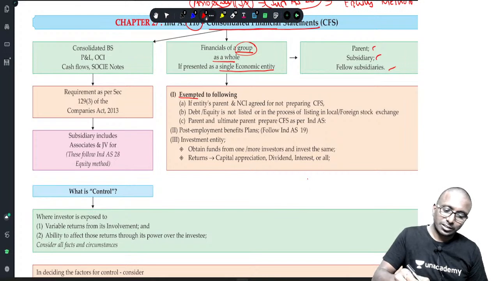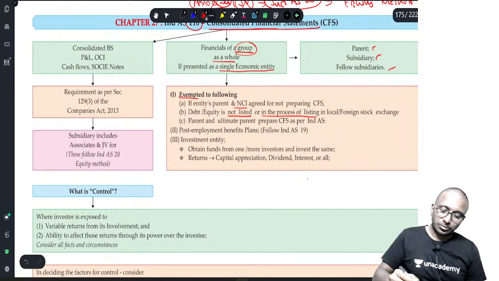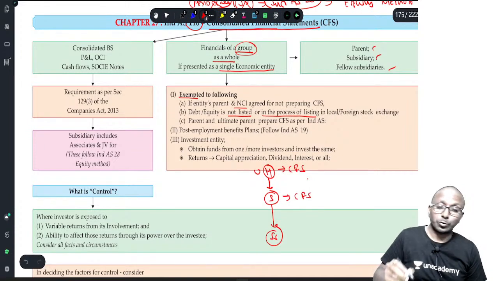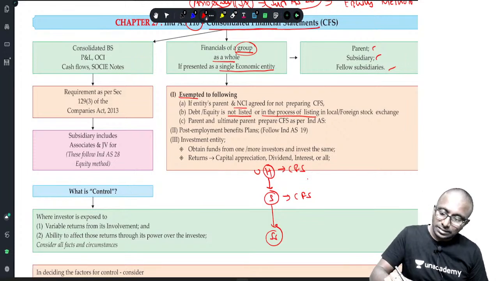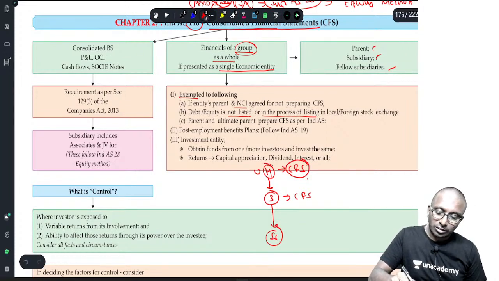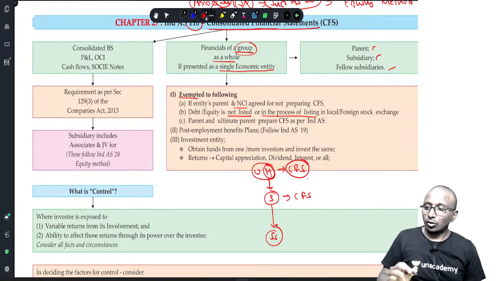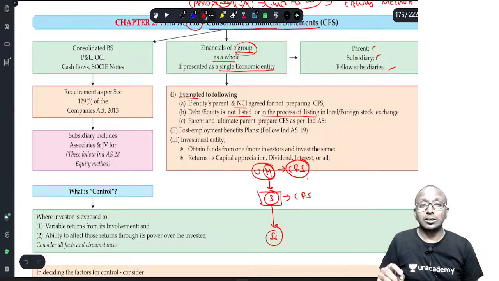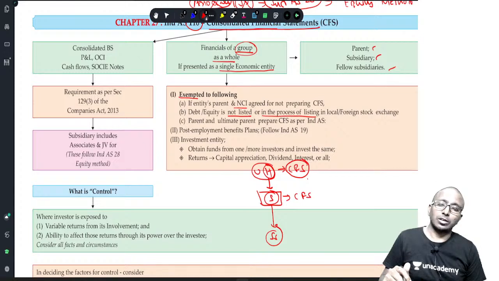The first condition is that the company is neither listed nor in the process of listing. Next, we have to inform. Suppose this is the ultimate holding company, this is one subsidiary, and this is a sub-subsidiary. The ultimate holding company also has to prepare consolidated financial statements. This exemption is never applicable to the UH, the ultimate holding company. But this exemption can be applicable to a subsidiary company, subject to these three conditions.